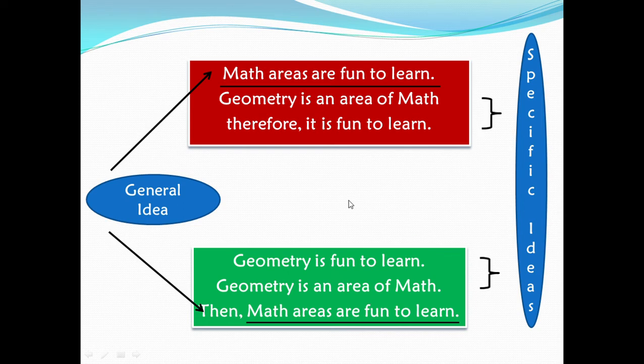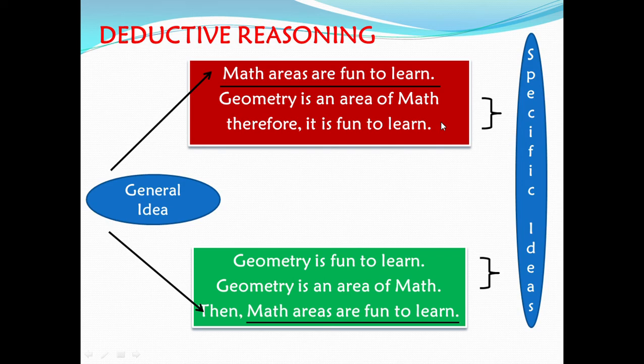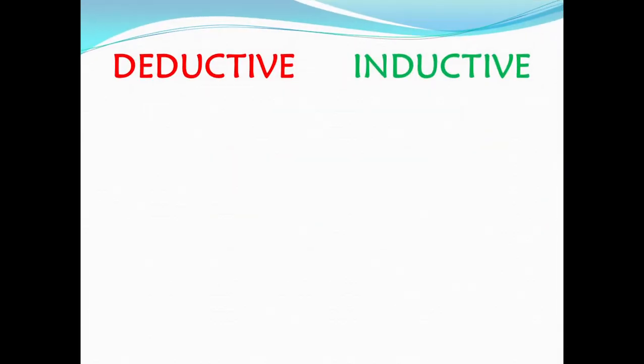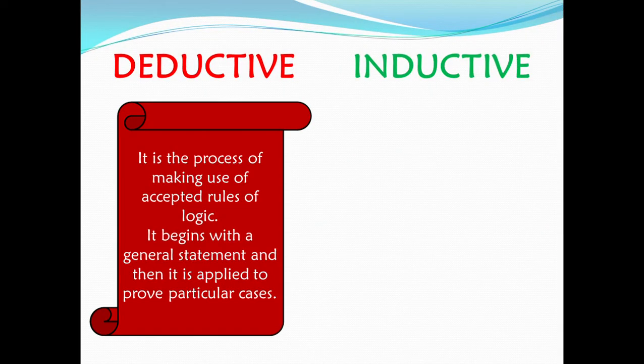So the positioning of the general idea and the specific ideas are being interchanged. In the first set, we call this the deductive reasoning, whereas in the second set, we call this the inductive reasoning. So let us now try to differentiate the two. Deductive reasoning is the process of making use of accepted rules of logic. It begins with a general statement and then it is applied to prove particular cases.